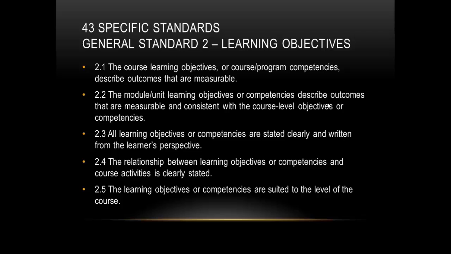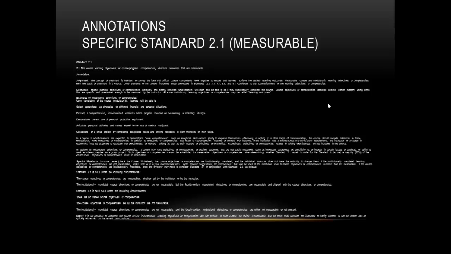Okay, the learning objectives are suited to the level of the course. So you don't have a really complicated essay you're giving in an English 90. So things like that. As you see, we're getting a little more granular here. All right. Now, if you ask, gosh, number 2.1 sounds interesting, or number 2.2 sounds interesting, how do I meet that? Well, that's where you get to the annotations, which are in your book, and it goes over exactly what they're talking about. Okay, I'm being a bit of a jerk here.